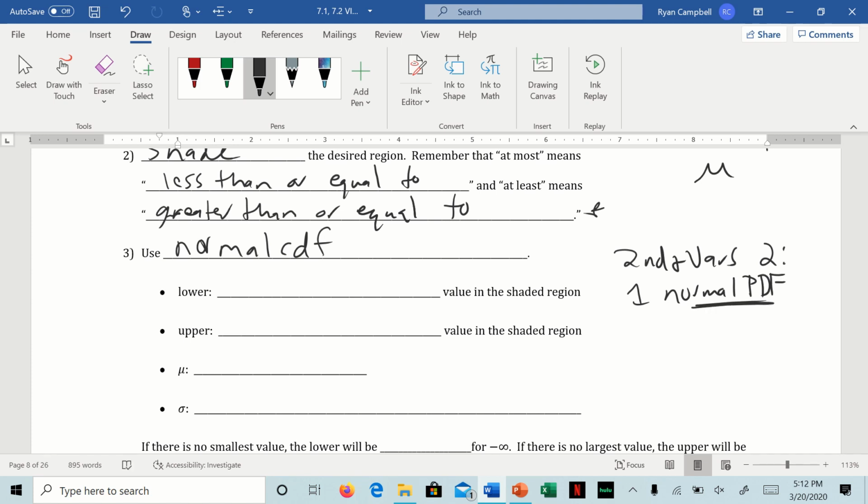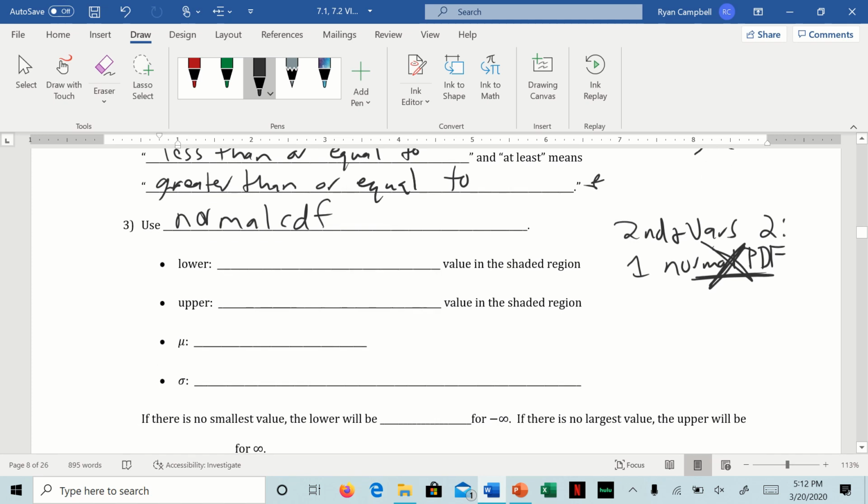So if you haven't done any of the homework on the test, I'm going to know they didn't do any of the homework. They use PDF. We never use PDF. It's always CDF. And you should see that these values are listed: lower, upper, mu, sigma, right? The lower is just going to be the smallest value in your region. The upper will be the largest value in your region. The mu is, of course, the mean. Sigma is standard deviation.